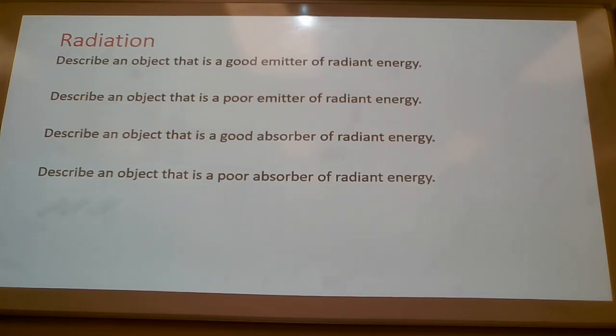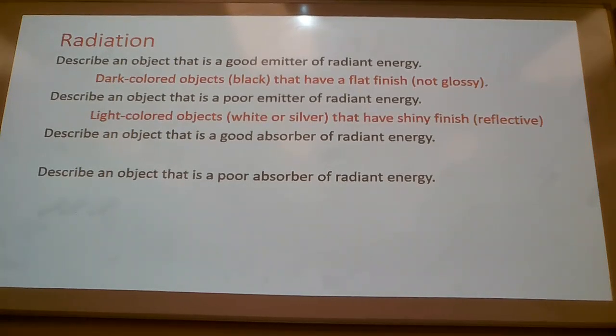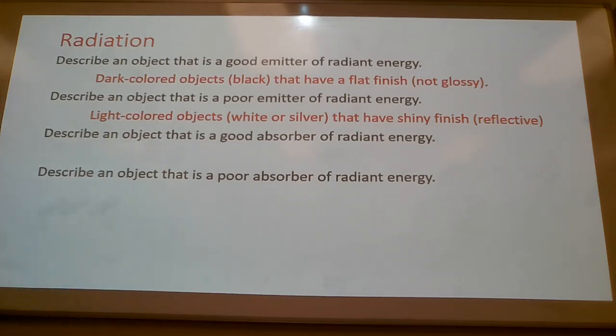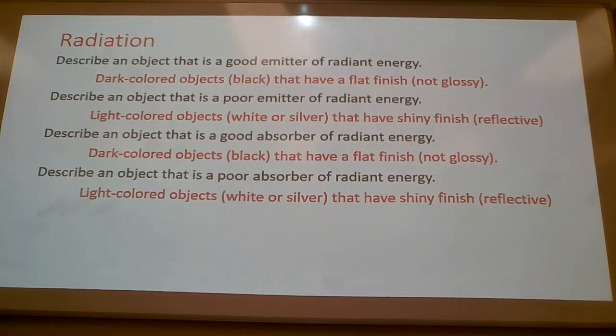So describe an object that is a good thermal emitter of radiant energy. This is dark colored objects like black that have a flat finish, not glossy. So flat black, a good emitter of radiant energy. Objects that are poor emitters of radiant energy are light colored objects like white or silver and have a shiny or reflective glossy surface. Objects that are good absorbers of radiant energy are dark colored, black, flat objects, not glossy.